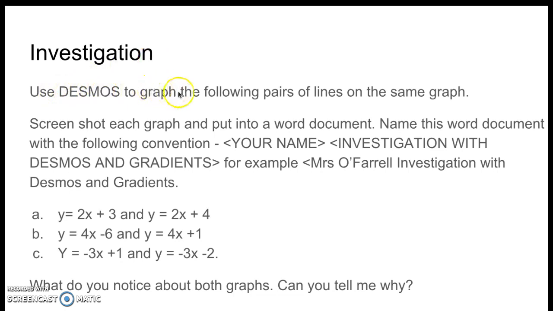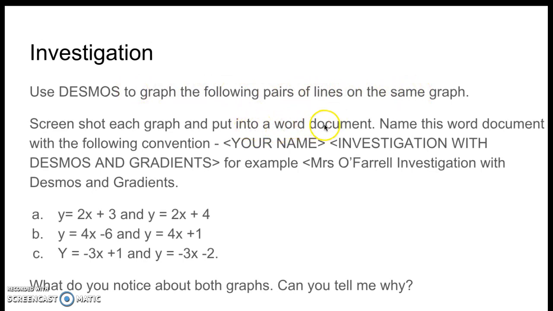You're going to use Desmos to graph the following pairs of lines on the same graph. There are this line, y equals 2x plus 3 and y equals 2x plus 4. The second set of lines, I need a new graph. y equals 4x minus 6, y equals 4x plus 1, and then we've got some negative numbers. So you need to graph the following pairs of lines on the same graph.